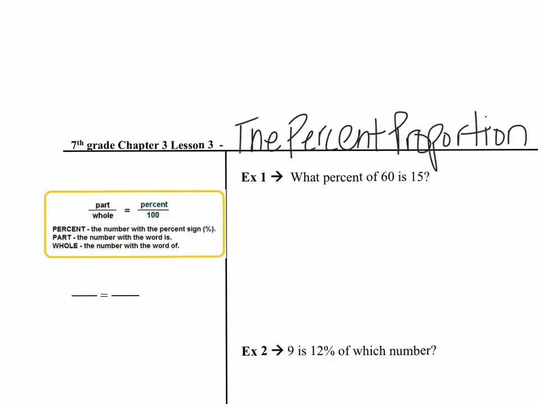So we translate that into a short formula that we can remember. Is over of is equal to the percent out of 100. To solve any proportion, you need 3 of the 4 numbers.